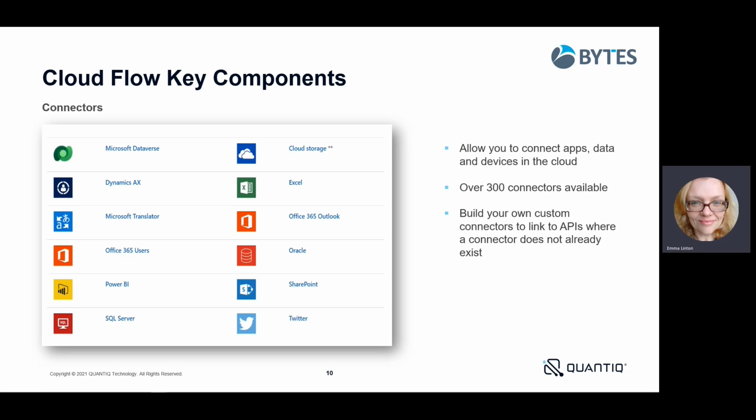If you can't find a connector for the system that you want to link to, you can create custom connectors as long as you can link to an API. It's possible to build your own custom connector to create that link. You can do that yourself. So yeah, it's really simple to do.